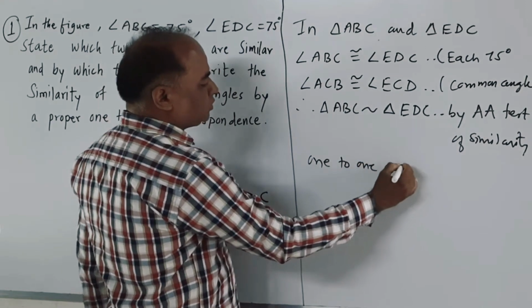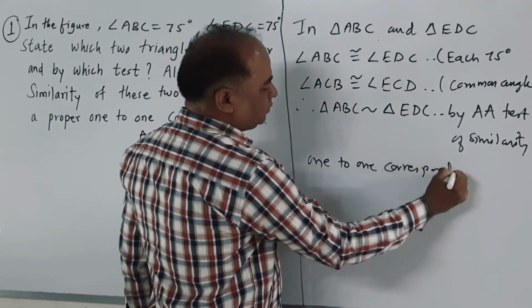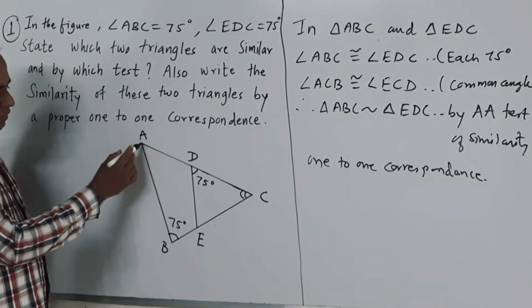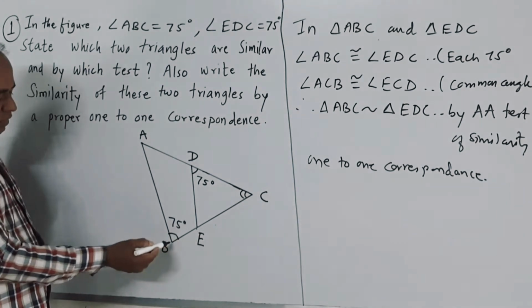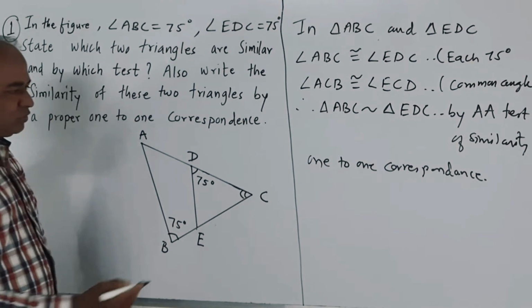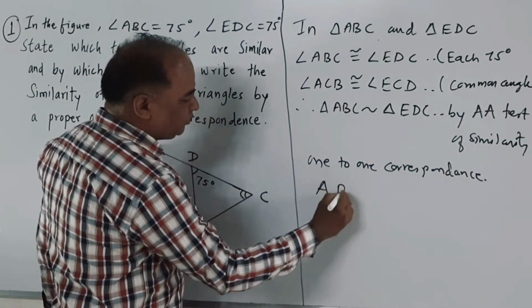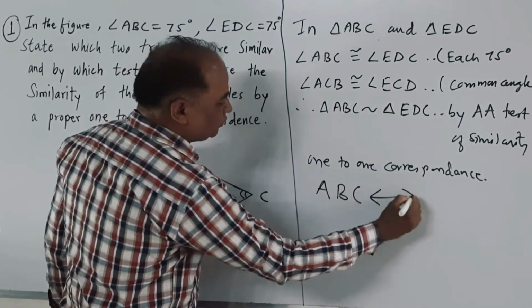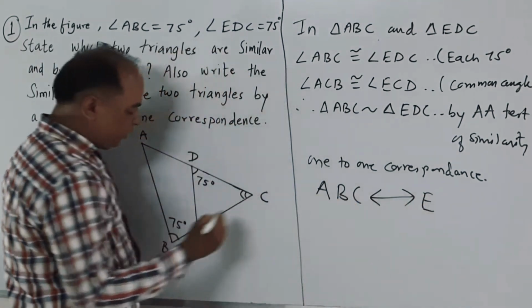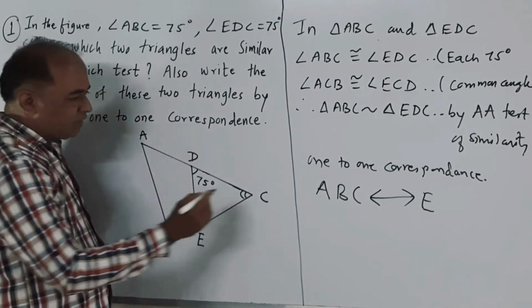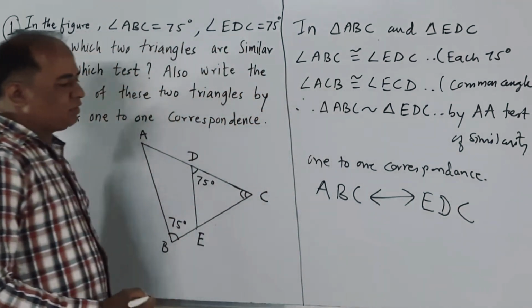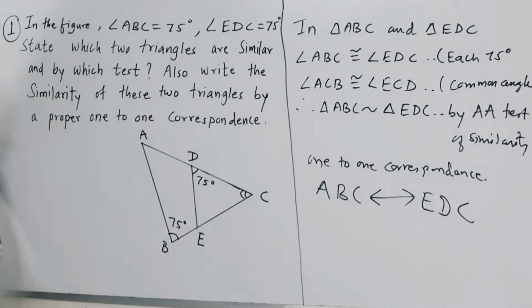Therefore, the one-to-one correspondence of both triangles is as follows. Vertex A goes to E, B goes to D, and C is common, so C goes to C. So vertex A corresponds to E, B, which is 75 degrees, corresponds to D, and C is common. So the one-to-one correspondence is ABC corresponds to EDC.